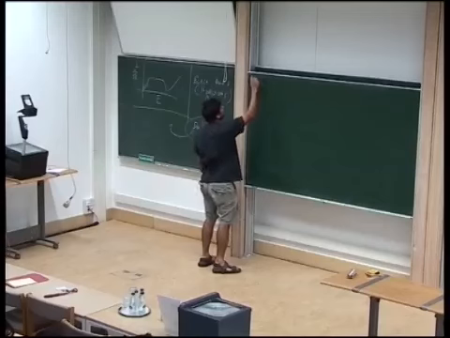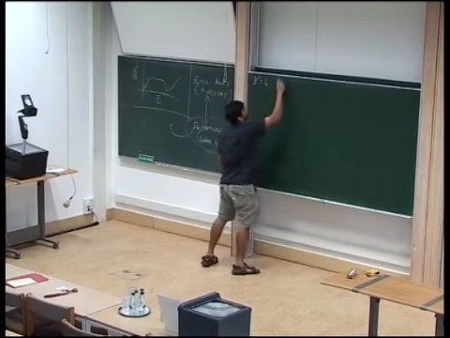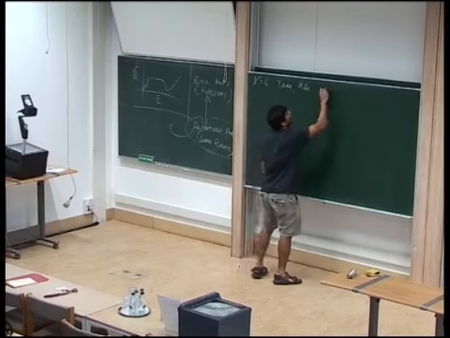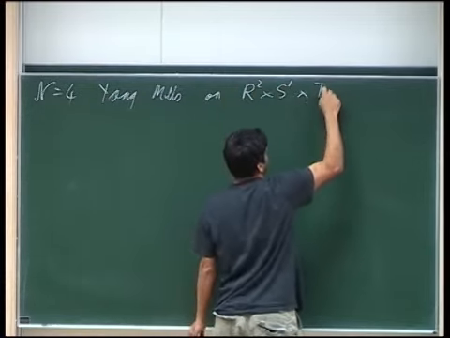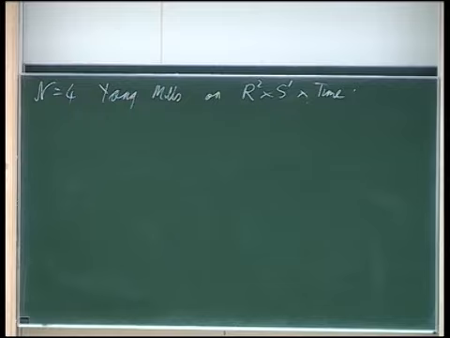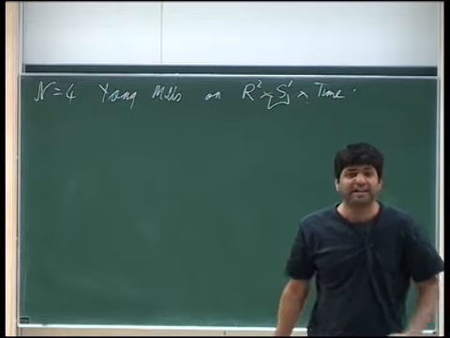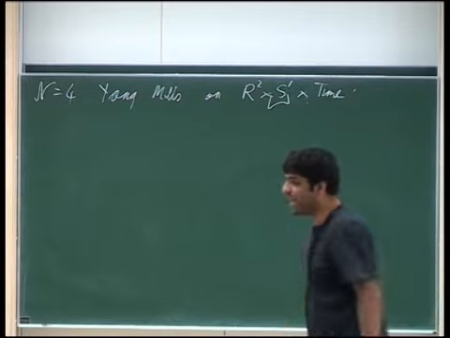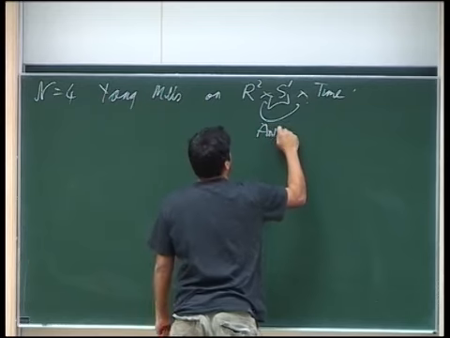So what's the setup? The setup is, in field theory, consider N equals 4 Yang-Mills theory on R2 times S1 times time. Now we've got an S1 in the game. It's got a non-contractible cycle. So I have to tell you what the boundary conditions for fermions are as you go around the cycle. Okay? And I specify the boundary conditions for fermions to be antiperiodic.